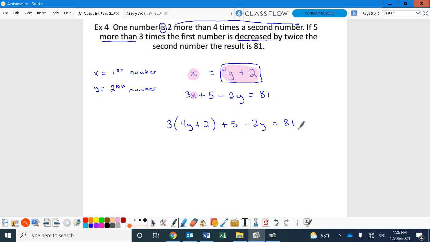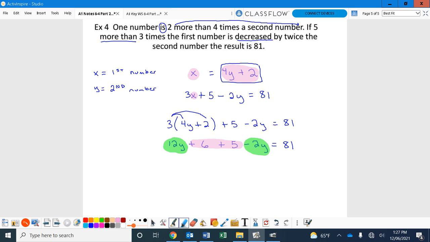So to solve this, you're going to distribute this 3 across. That's going to make it 12y plus 6 plus 5 minus 2y equals 81. Guys, what's the next step? These two need to go together. These two need to go together.